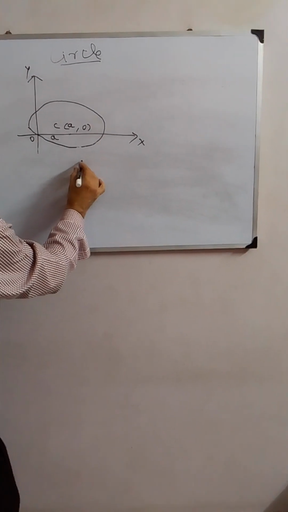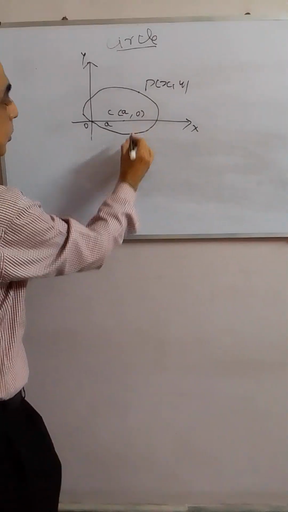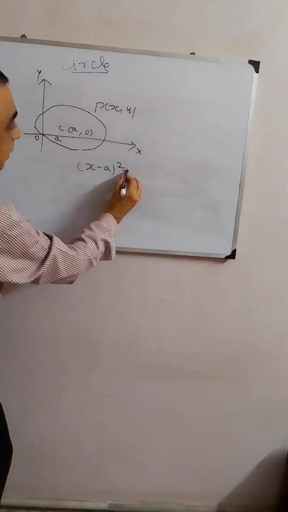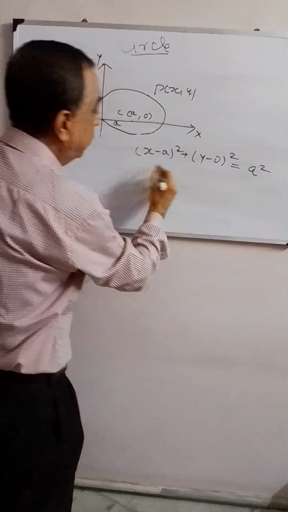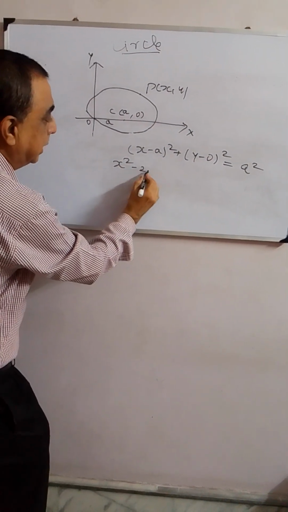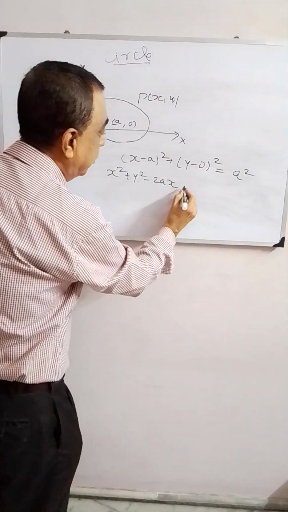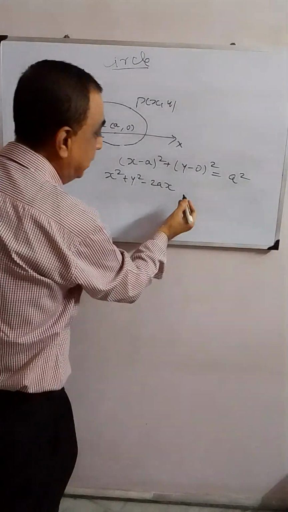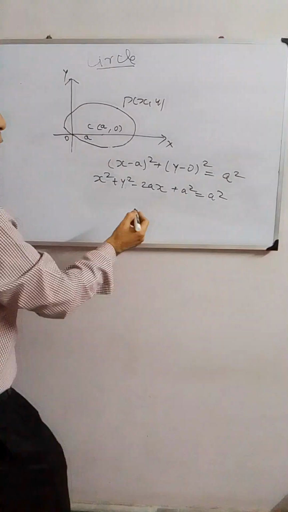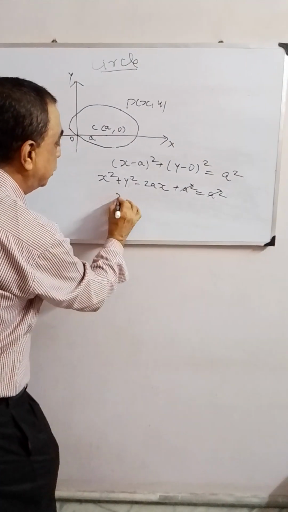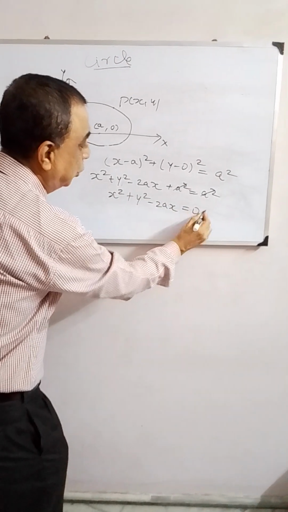So what will be the equation of the circle? Suppose P is the moving point (x, y). Its equation will be (x minus a) whole squared plus (y minus 0) whole squared is equal to a squared. Now on expanding, we will have x squared plus y squared minus 2ax, and the middle term will be 0, plus a squared is equal to a squared. So a squared cuts from both the sides. So this is x squared plus y squared minus 2ax is equal to 0.